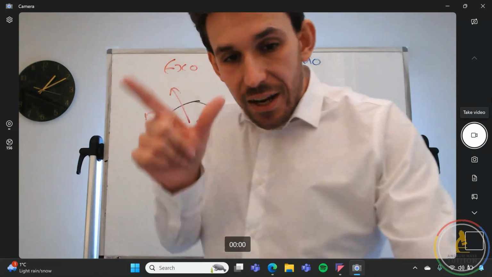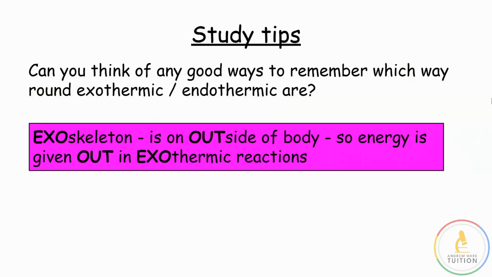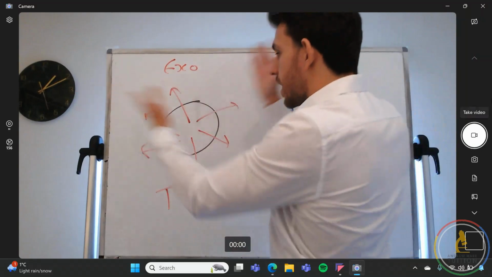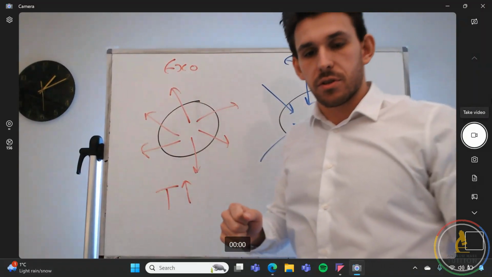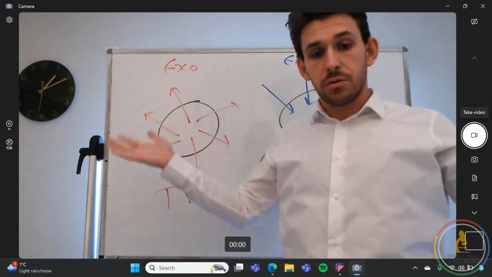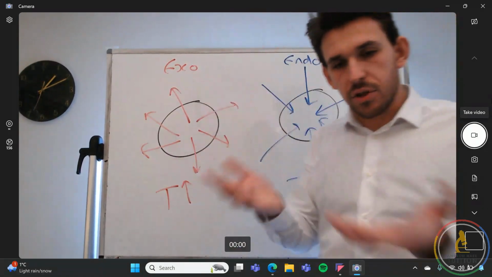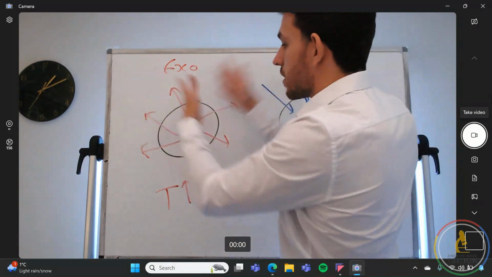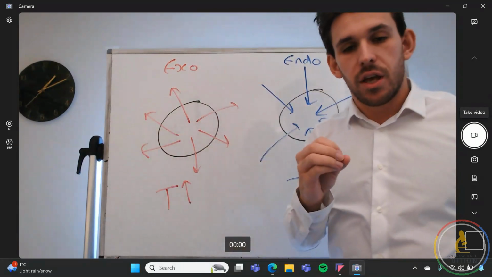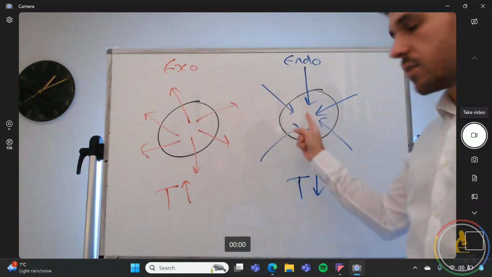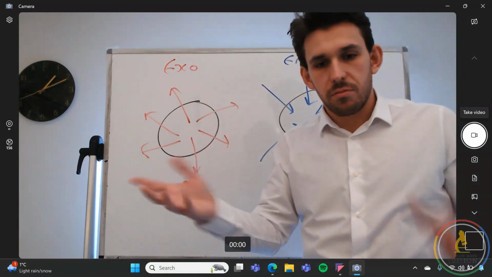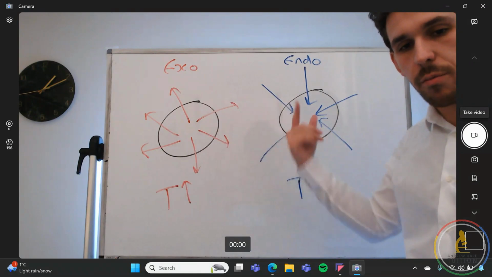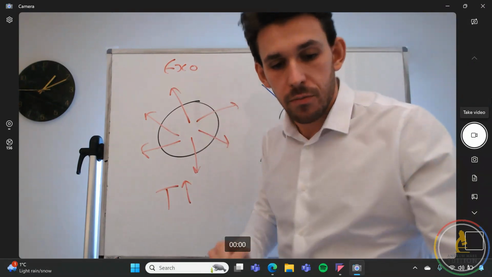Now, the fact that exoskeleton means on the outside of the body links to the idea that energy is given out in exothermic reactions, okay? So exo means out: exoskeleton, outside of the body; exothermic, energy is given out. And if you can remember that, then endo is just the other way around, okay? You only need to remember one and then remember that endo is the opposite, okay?